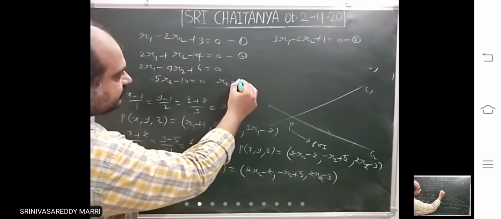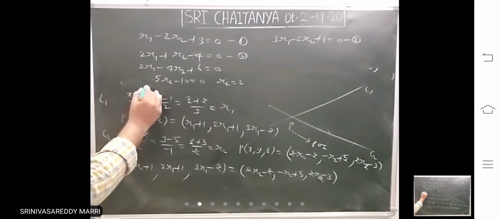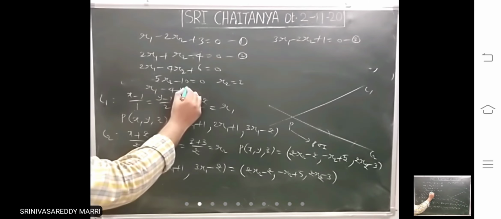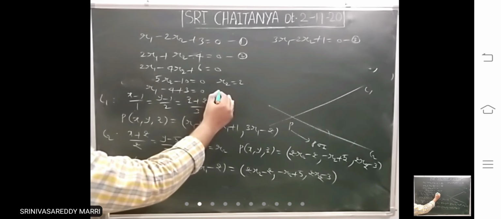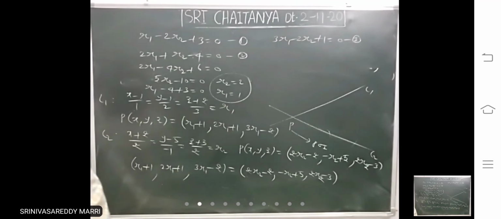So R2 value is what? 2. R2 value is what? 2. Now substitute here. R1 minus 4 plus 3 equal to 0. That means R1 equal to 1. So R1 is 1, R2 is 2.